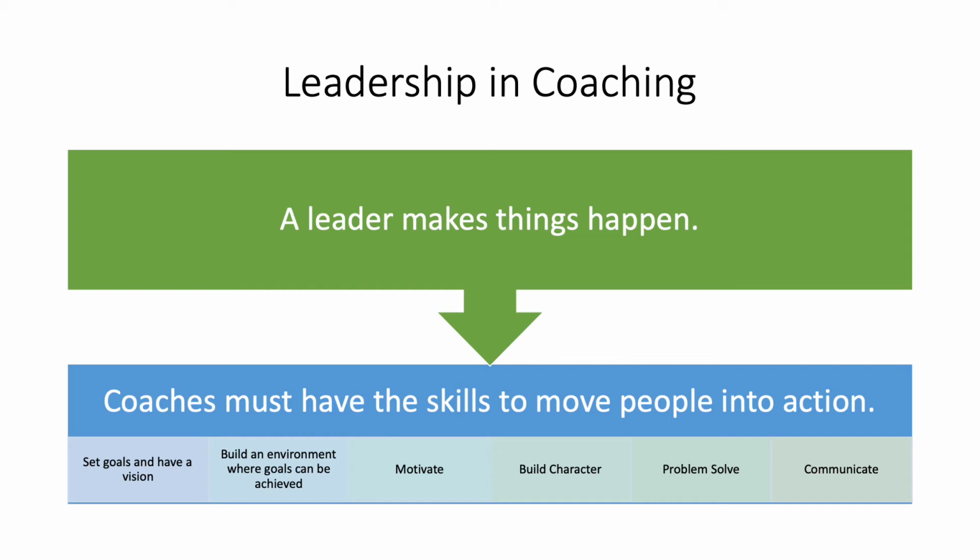And so, your role as a leader is going to take the form of 6 different actions, which are listed here. Leaders have to set goals and have a vision of the future. They have to build an environment that's conducive to their team achieving the goals. They have to be able to instill values and help to build character, which we'll talk about later. They have to learn how to motivate their athletes, resolve conflicts, and communicate effectively with each athlete as well as members of their staff. And we'll dive into a lot of these in later chapters.